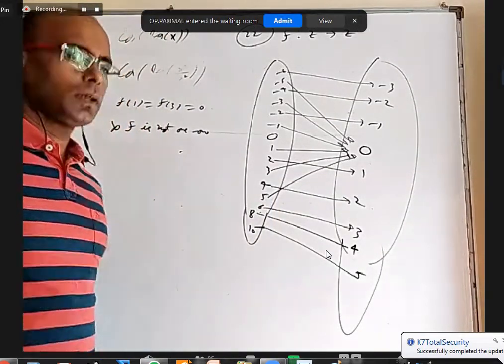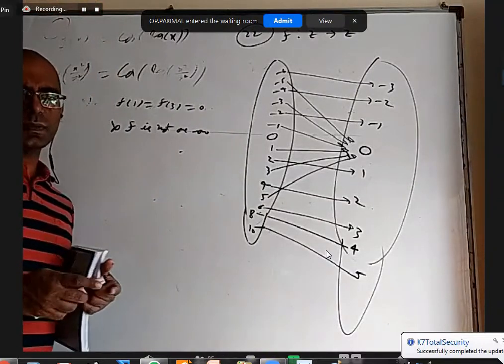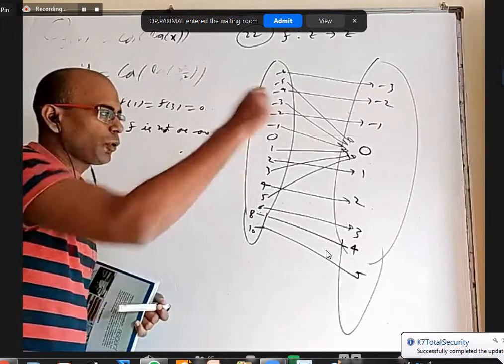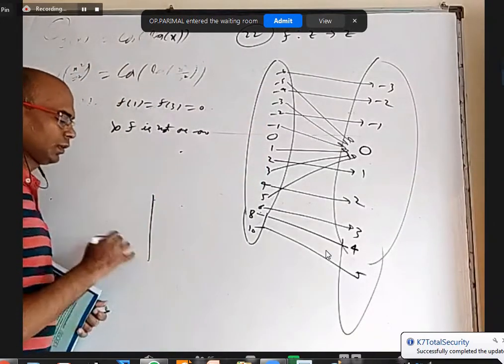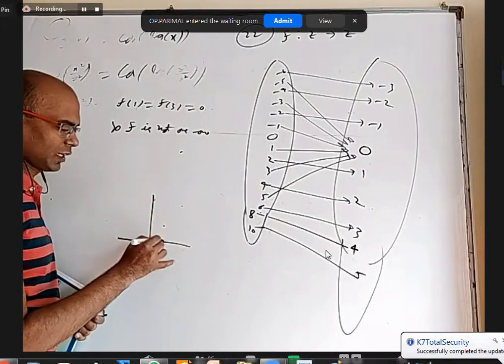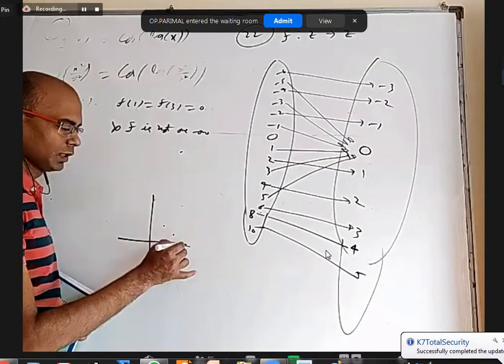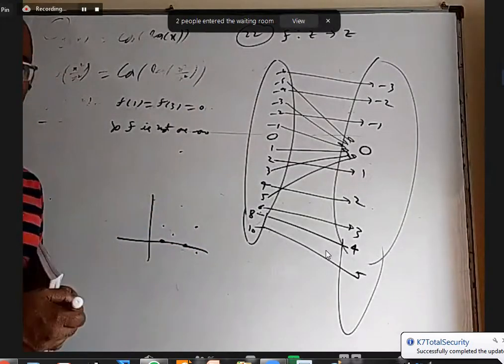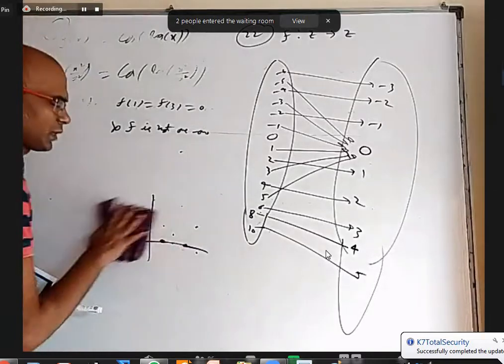All right. So here we cannot do this from the graph because this is not a continuous graph. There are few points here and there. 1 is connected to 0. 2 is connected to 1. 3 is connected to 0. 4 is connected to 2. So just few stray points here and there. So it is not from the graph.